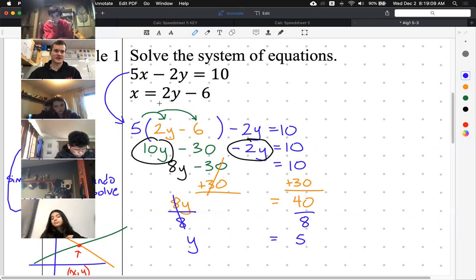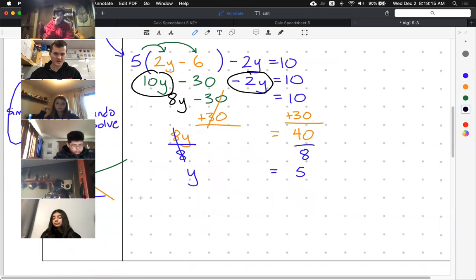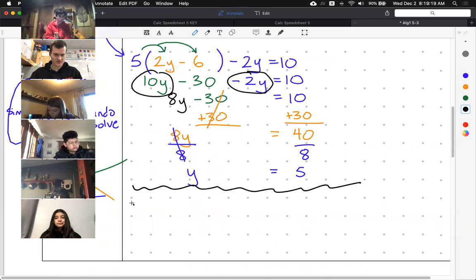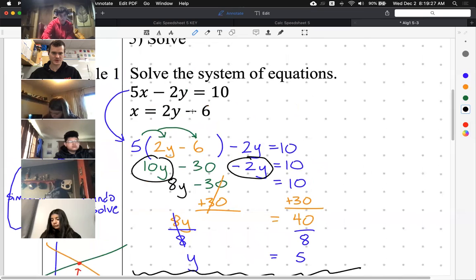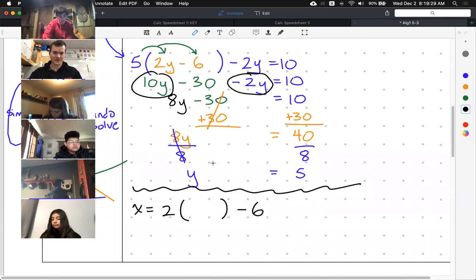So I've already said I'm going to plug into x is equal to 2y minus 6. So let me go ahead and rewrite that equation down here. I have the second equation. Maybe I'll do a little wiggly line. I have x is equal to 2, and I'm going to do an empty parentheses, 2y minus 6. That was the original equation, right? Yeah, 2y minus 6. And in the place of y, this is going to be a 5. And I can maybe draw a little arrow saying, hey, that 5 went right there. That was our substitution yet again.